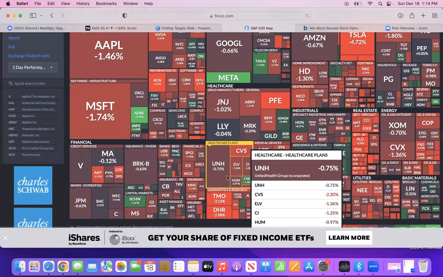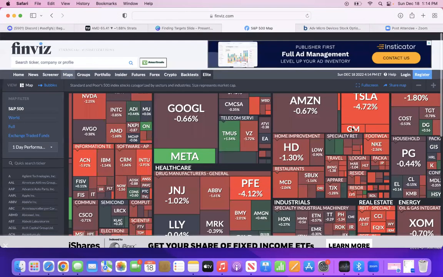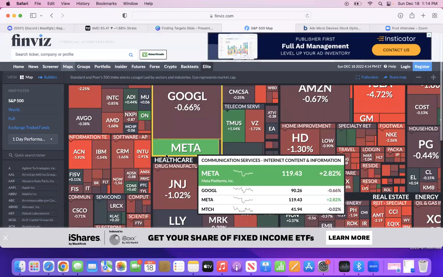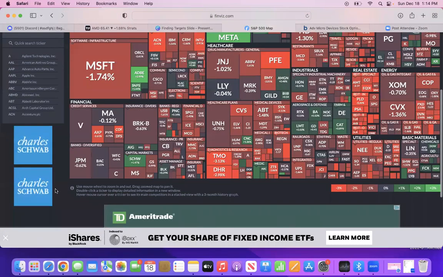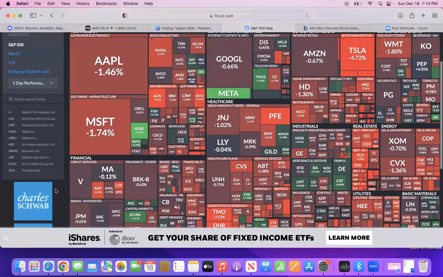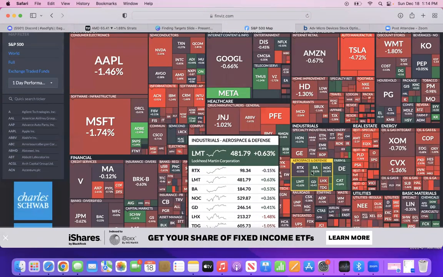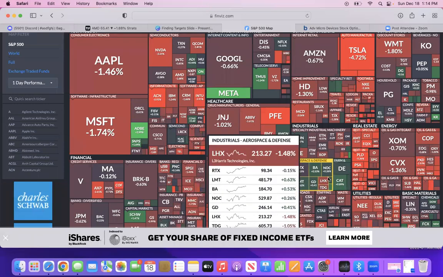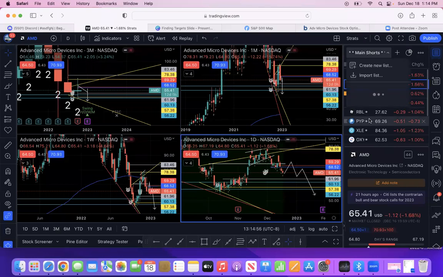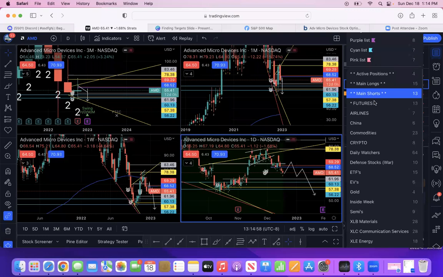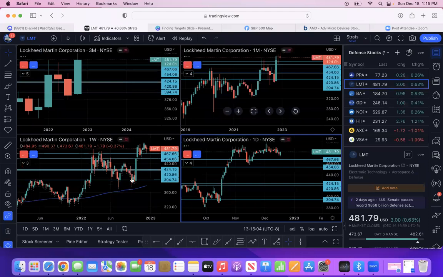This is healthcare, XLV down here. This is XLY up here, Amazon, Tesla. So when we go into the map, you can see where the sector strength is. Right now, everything is kind of rough. We see some green here in space, defense, industrials. If you see that, you would go into the sector. I already have my watch list set up. I would go to defense stocks and look at some of these defense names. They are kind of looking good.